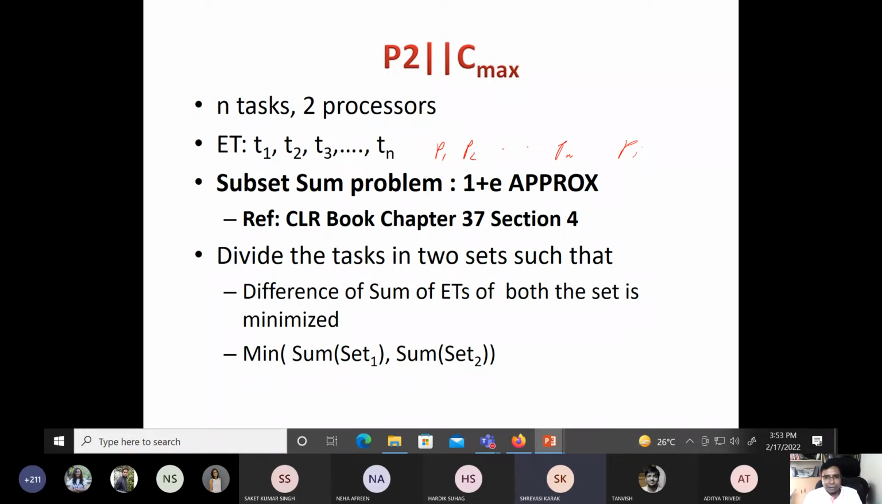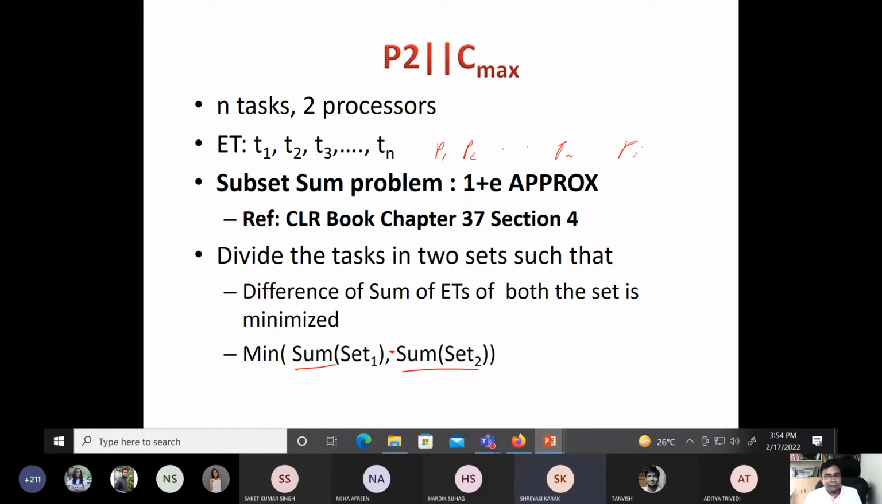How can you do it? Ultimately, divide the tasks into two subsets such that the difference of the sums of execution times of both sets is minimized. The difference, sum of set 1 minus sum of set 2, whatever value you get, needs to be minimized. Are you able to correlate this to the subset sum problem? Yes, sir. There are n tasks and two processors, and we want to execute these n tasks on two processors such that the overall execution time is minimized. That means if you balance properly, then execution will be minimized.